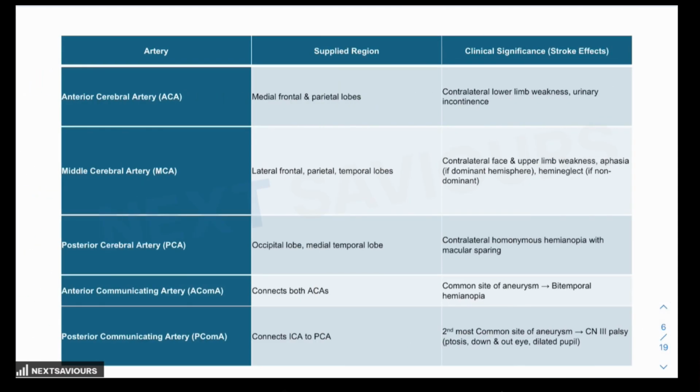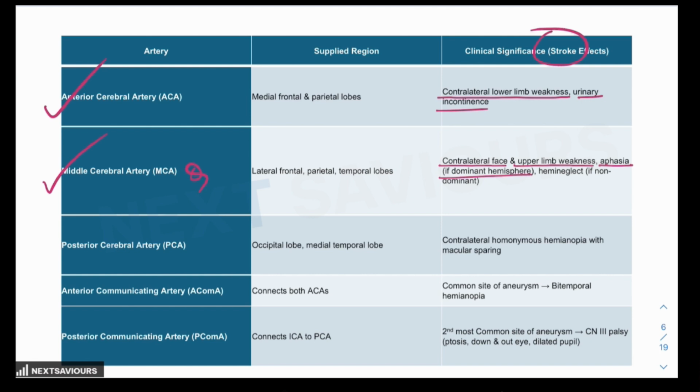So let's see what are the lesions which are found to be associated with these circle of Willis arteries. If there is an involvement of the anterior cerebral artery because of a stroke, it will result in contralateral lower limb weakness with urinary incontinence. Similarly, if there is a contralateral face and upper limb weakness provided to you in the question with the feature of global aphasia, if the dominant hemisphere is affected, it is a feature of middle cerebral artery occlusion, which is very commonly kept in your questions.